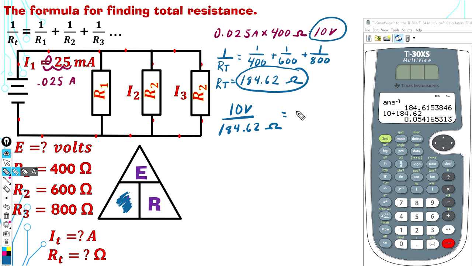And I end up with 0.054 amps. Now I can change this to milliamps by moving my decimal place 1, 2, 3 places and making that 54 milliamps. So both of these answers are the same. All right. So we've got our total current, which is our 54 milliamps, our resistance, which was 184.62, and our voltage, which was the 10 volts. So we were able to answer all of those questions.